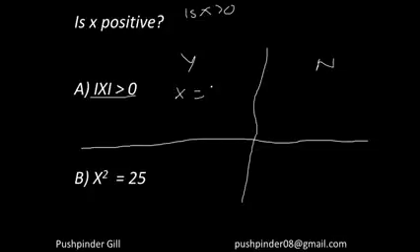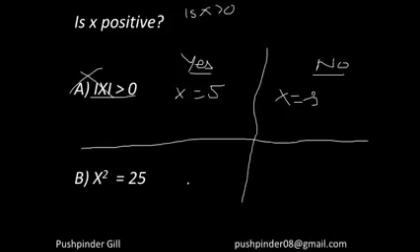Let me say x is equal to 5. If x is equal to 5, this is true. Modulus of x is greater than 0. Is x positive? Yes, x is positive. So I'm getting a yes. Try to get a no. Let's say x is equal to negative 3, any negative number. Modulus of minus 3 is greater than 0. Is x positive? No, x is not positive. So I have got a yes and I have got a no. No need to think any further. This statement is not sufficient, right? So you get a yes, you get a no, move on.